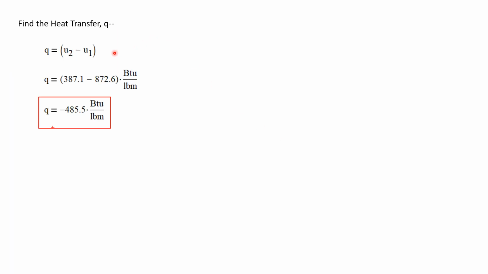Now we can find the heat transfer q. It's just the change in the specific internal energy, or u2 minus u1. Well, we have those values, and we see that q calculates to be negative 485.5 BTUs per pound mass. And of course, Q is defined as positive when we're adding energy to our system via heat transfer. So the negative sign indicates that we're removing energy via heat transfer, which is to say we are cooling the system.